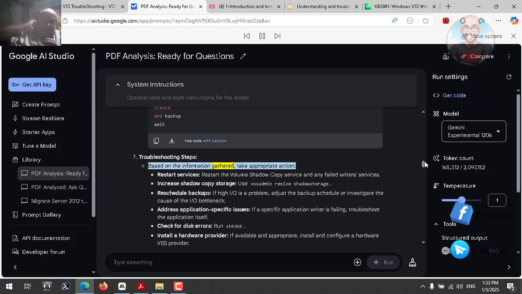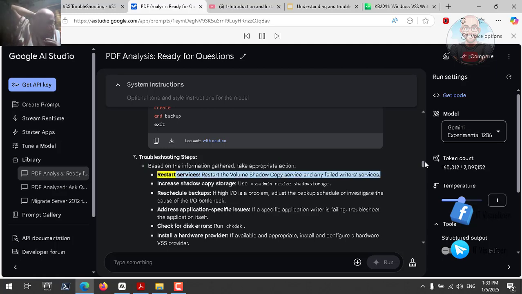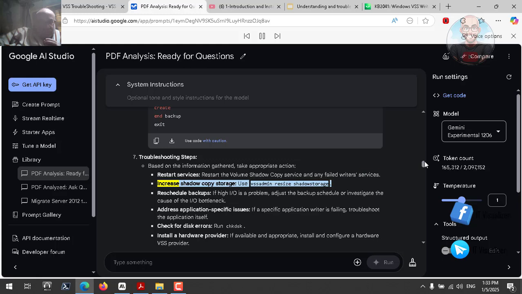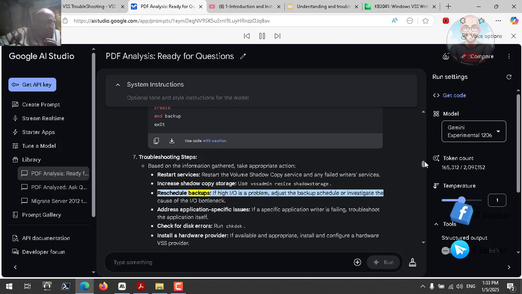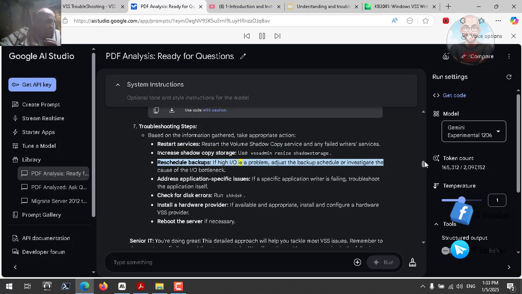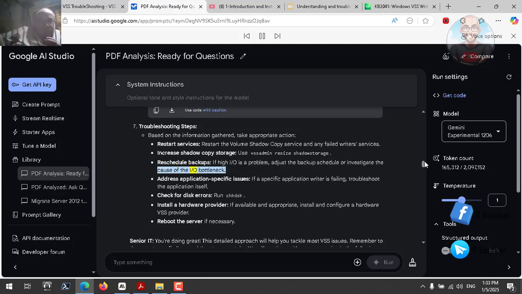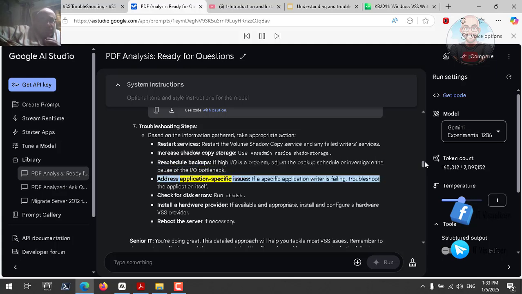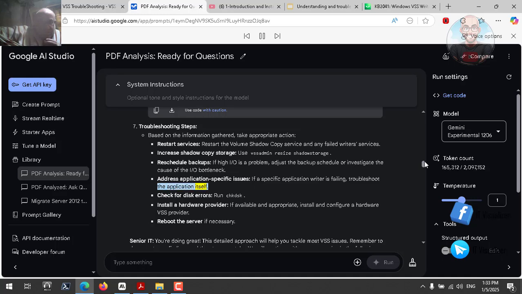Troubleshooting steps. Based on the information gathered, take appropriate action. Restart services: restart the Volume Shadow Copy service and any failed writer services. Increase shadow copy storage: use vssadmin resize shadowstorage. Reschedule backups: if high I/O is a problem, adjust the backup schedule or investigate the cause of the I/O bottleneck. Address application-specific issues: if a specific application writer is failing, troubleshoot the application itself.